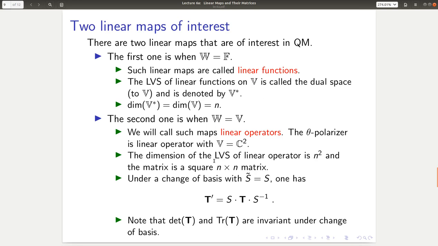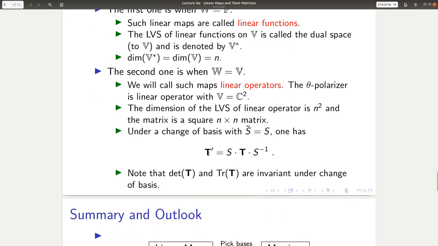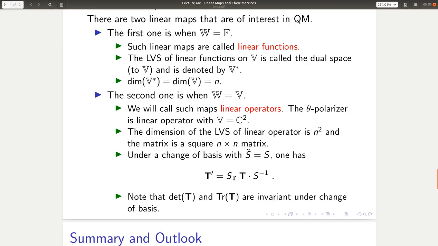But now there's only one vector space, so we can choose to use the same basis for B_V and B_W on both sides. So S tilde can be said to be S. So T prime now will be S T S inverse. Now remember I've mentioned that we are always interested in things which don't depend on basis. So we can ask, are there objects of this matrix T or T prime which don't depend on the choice of basis? So here are two examples. One is the determinant of T.